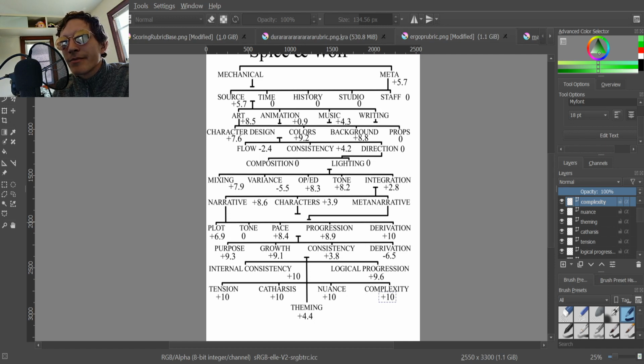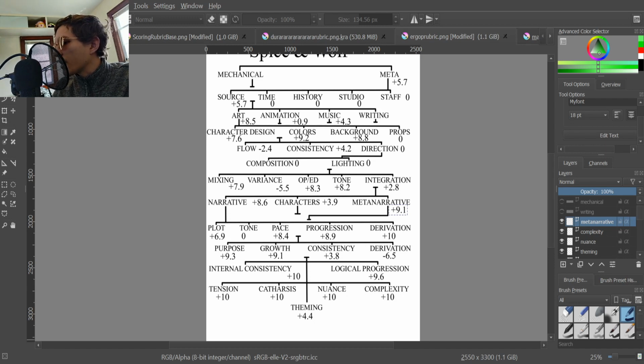So let's add all these up. 10 plus a 9.6 plus a 10 plus a 10 plus a 4.4 plus a 10 plus a 10. Alrighty. And then we can divide that by 7, giving us a 9.1 for meta-narrative. Which, again, if you use this chart correctly, everything feels appropriate. It doesn't seem blown out of proportion.